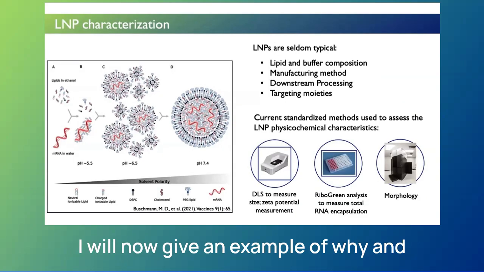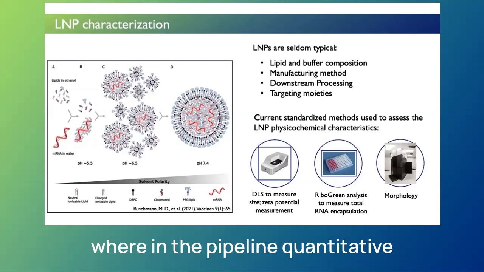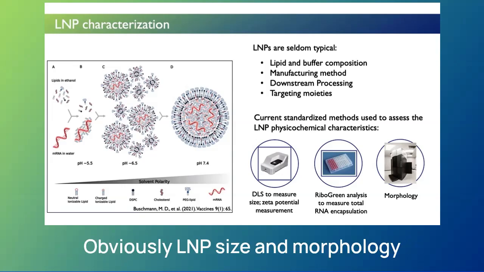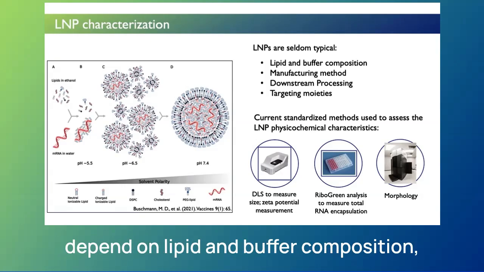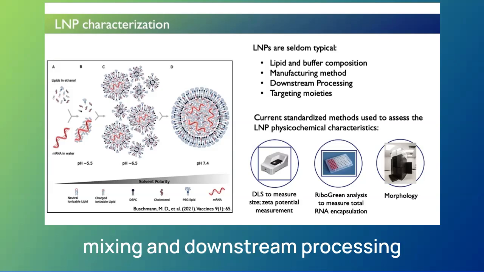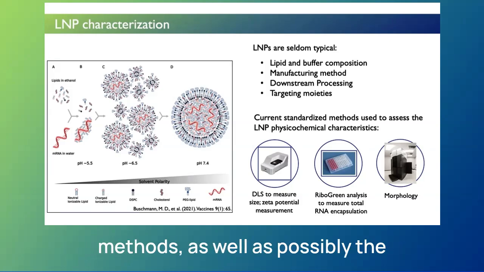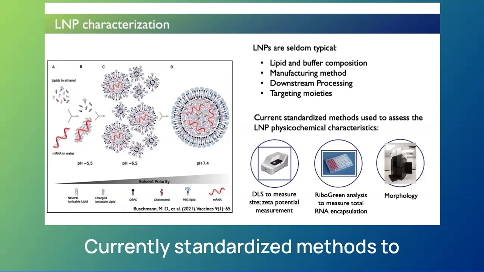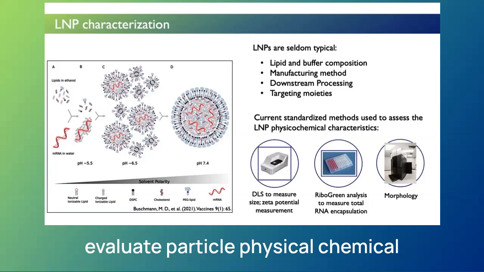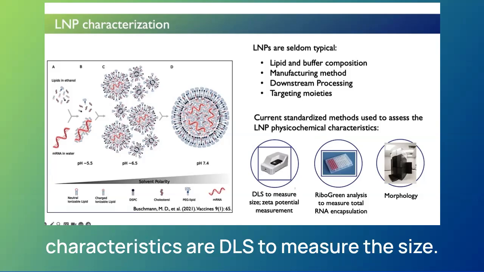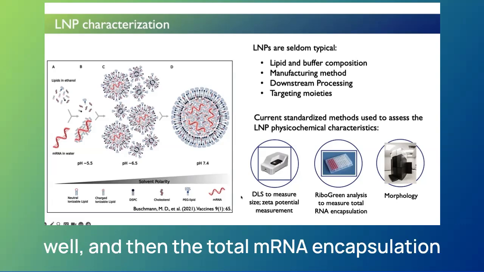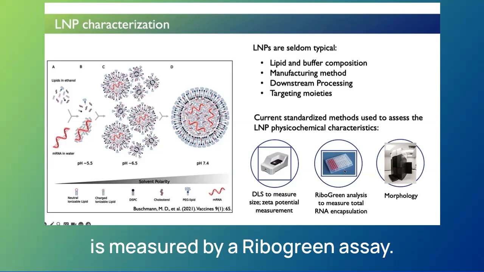I will now give an example of why and where in the pipeline quantitative analysis of LNPs can be extremely useful. Obviously, LNP size and morphology depend on lipid and buffer composition, mixing and downstream processing methods, as well as possibly the targeting moieties that are being used. Currently, standardized methods to evaluate particle physicochemical characteristics are DLS to measure the size. Oftentimes, zeta potential is assessed as well. And then the total mRNA encapsulation is measured by a RiboGreen assay.